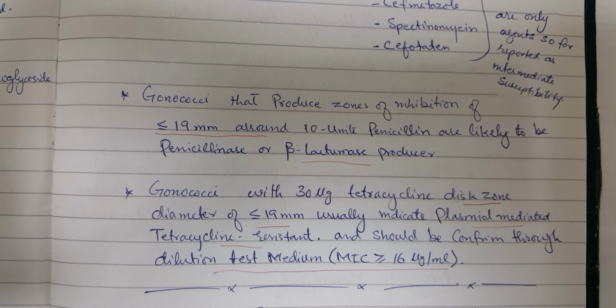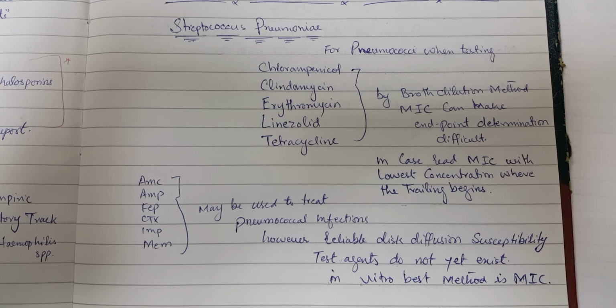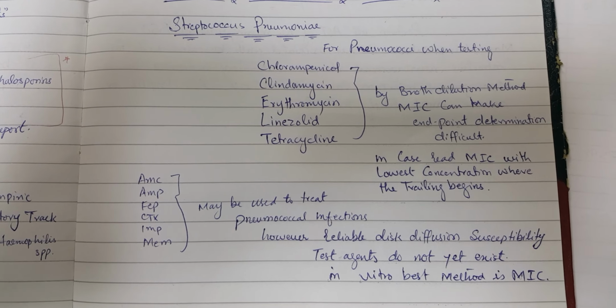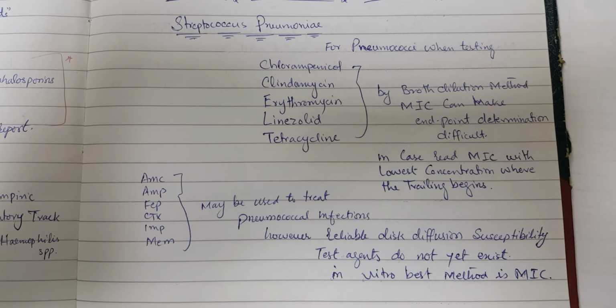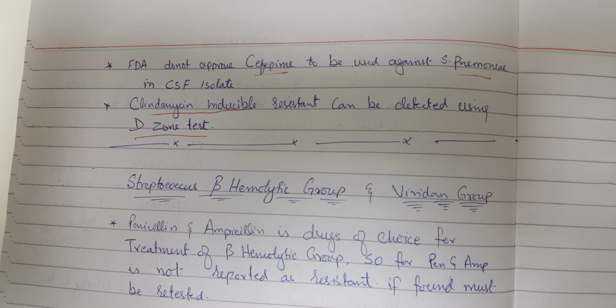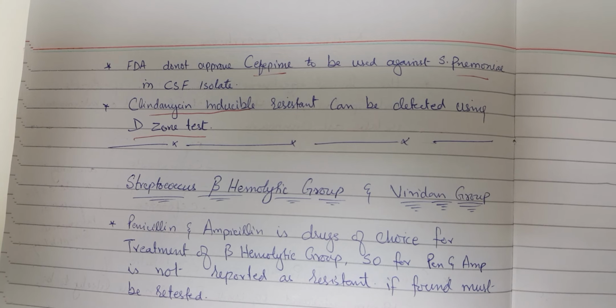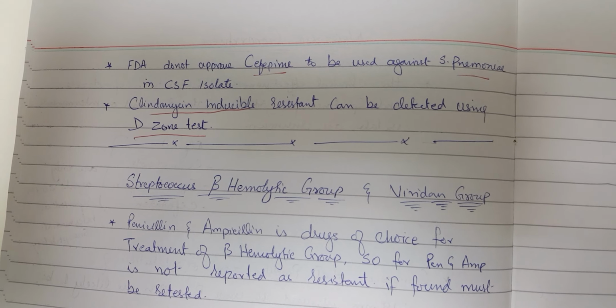Augmentin, ampicillin, cefepime, ceftriaxone, imipenem, and meropenem may be used to treat pneumococcal infection. However, reliable disc diffusion susceptibility test agents do not yet exist in vitro. The best method is MIC. In the case of Streptococcus pneumoniae, the FDA does not approve cefepime to be used in a CSF isolate, while clindamycin induced resistance can be detected by the D-zone test.